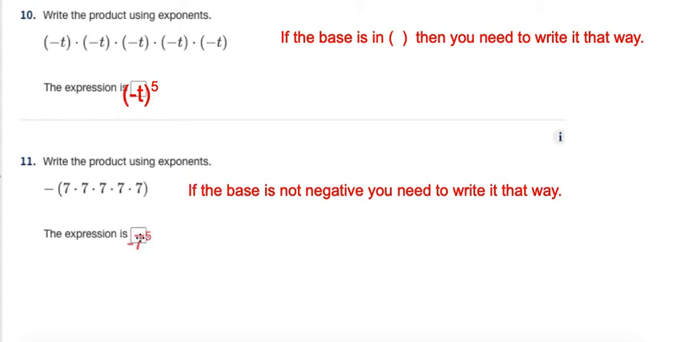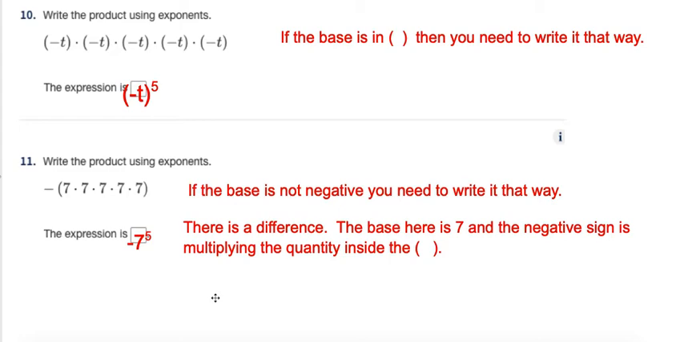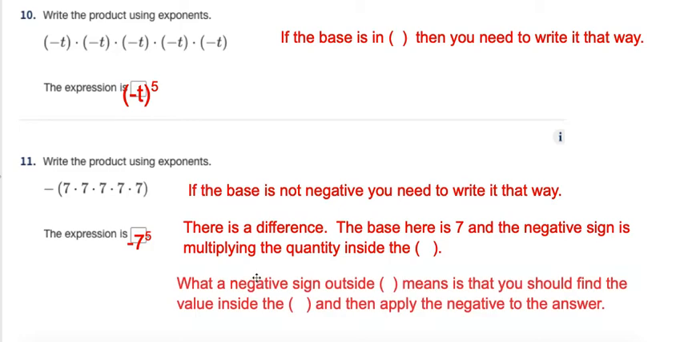How this is correctly written is with the negative outside, the 7, and the exponent attached to it. The exponent really attaches itself to whatever's being multiplied, whatever the base is. So the exponent attaches itself to the base only, which it is doing here. The negative sign goes in front of that answer, and that really is a difference. The base here is 7, and the negative sign is multiplying the quantity. Your answer here would be negative, okay?